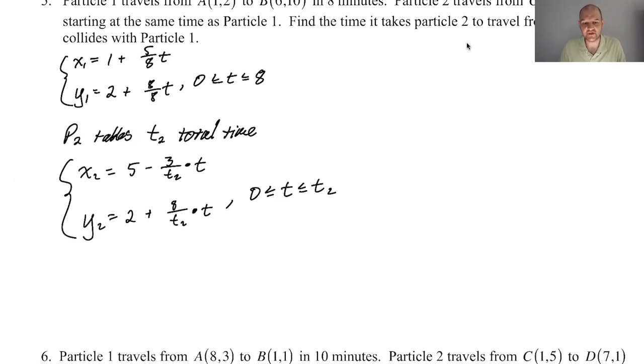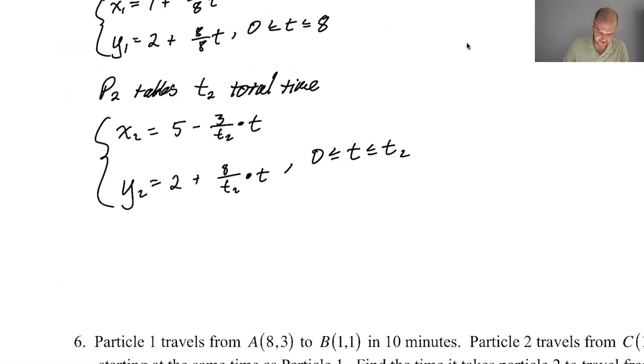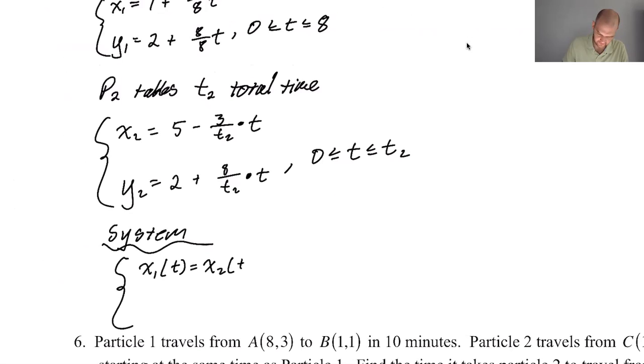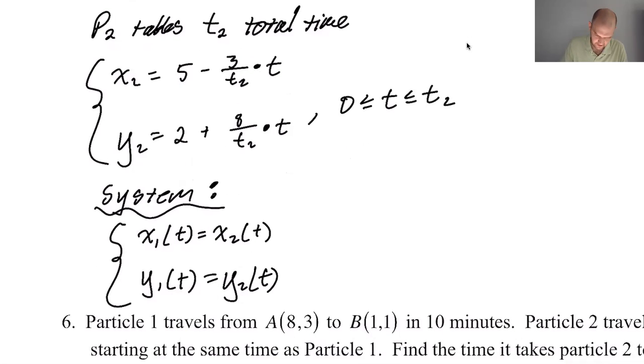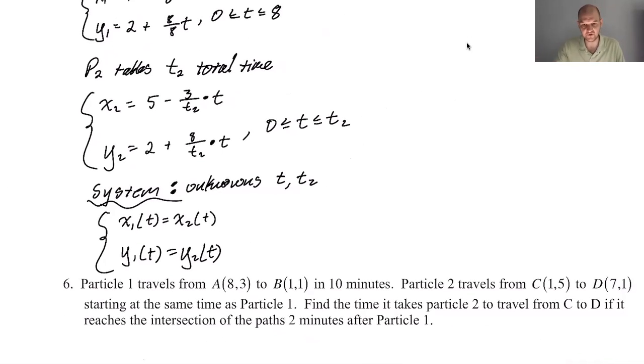So now I can just solve this. I can solve a system of two equations and two unknowns. So the system will be, because they get to the intersection at the same time, x1 of t equals x2 of t, and y1 of t equals y2 of t. So why is this a system of two equations and two unknowns? So our unknowns are t and t2. We don't know what those are, but the calculator will find them for us.